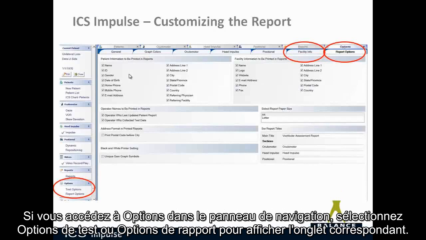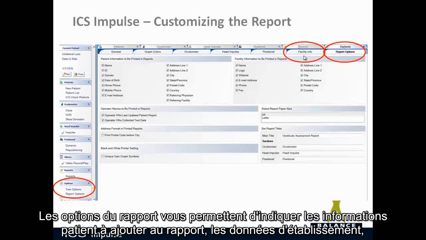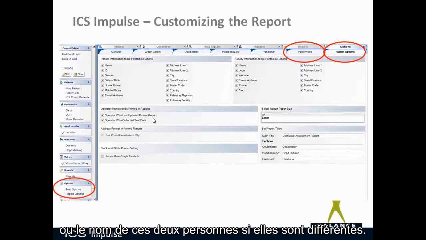So if you go down to options in the navigation panel down here, and you go to either test options or report options, if you go to report options, the report options tab will open up. But you have this other tab called facility info, and that facility info will allow you to put in all your facility information as well as your facility logo. The report options allows you to decide what patient information is going to be on the report, what facility information is going to be on the report, what operator, is it the person who collected the data or the person who's printing the report, or do you want both of those names if they're different on the report.